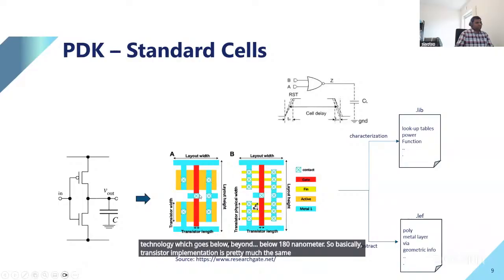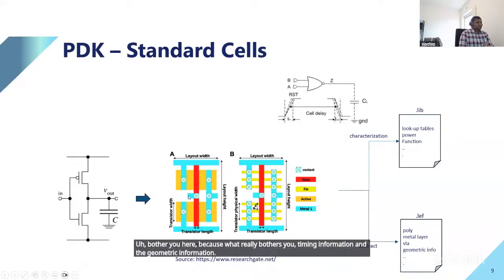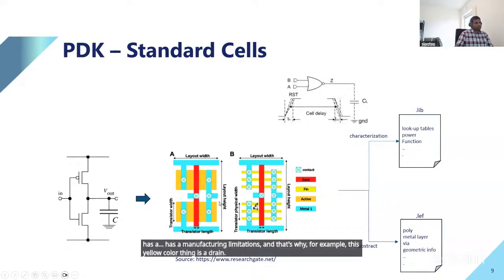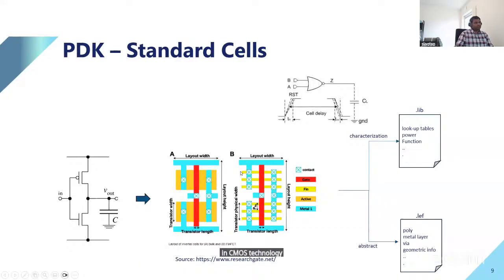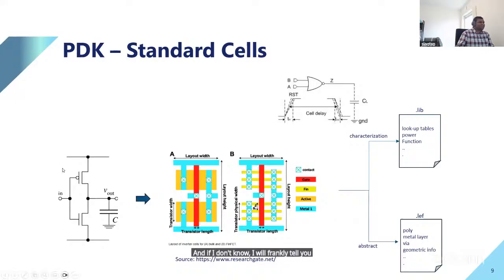There is only a little difference in the fabrication process, but that doesn't really bother you here, because what really bothers you is timing information and geometric information. At the end of the day, the foundry has manufacturing limitations, and that's why, for example, this yellow thing is a drain in CMOS technology, but in FinFET technology they have these fins. Why do they need it? There is physics behind it. I don't know really, and if I don't know, I will frankly tell you I don't know. The red color is the gate.